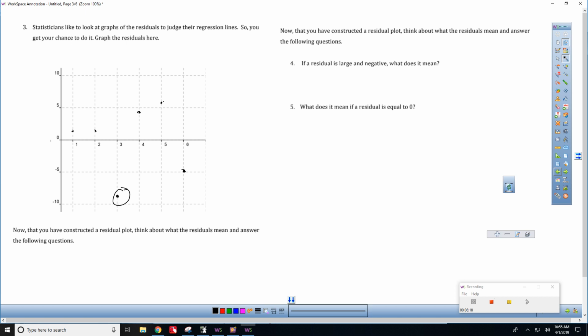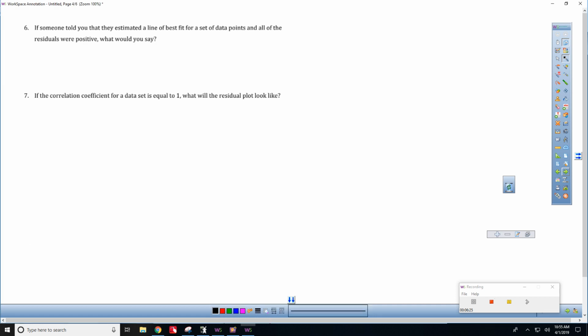So if we went back to this graph and all of these points were up here, I would say that generally all the points are above average. If all of your points were up here, then I don't think your line of best fit was very good. Your line of best fit should have been higher. That's what I think. Does that make sense to you?